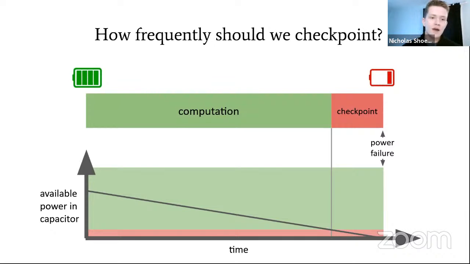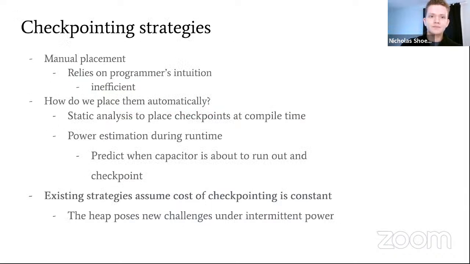Here in the graph at the bottom, we are graphing the available power in the capacitor. We can see that the energy level is steadily decreasing as our program runs because it's using power. And then right at the very end, the energy level is critical, and we checkpoint in enough time to save all of our state. So that way, when we regain power, we can just restore from our checkpoint. So right at the end is the ideal placement for our checkpoint.